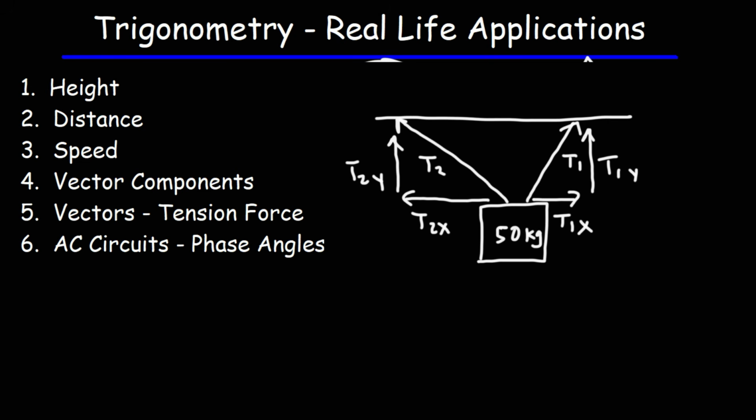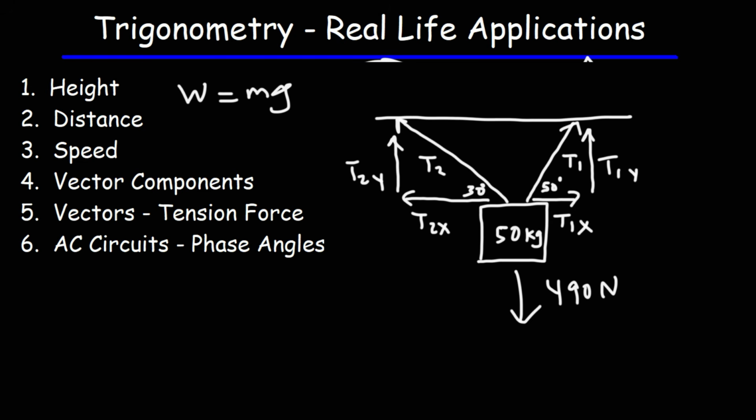Now we don't know the values of T1 and T2, but what we do know is the angles they make with the horizontal. That can be measured. Let's say T1 is at an angle of 50 degrees and T2 is at an angle of 30 degrees. Now, this object has a weight force. The weight of any object is mass times gravitational acceleration. The gravitational acceleration of the Earth is 9.8 meters per second squared. So 50 times 9.8 gives this object a weight force of 490 newtons.